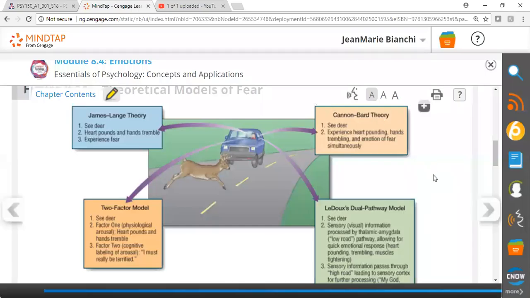The following visual summarizes prominent theories of emotion that you should have read about at this point in the reading.